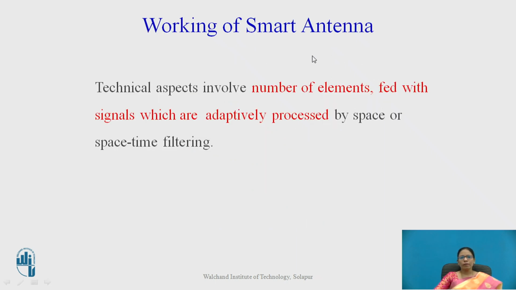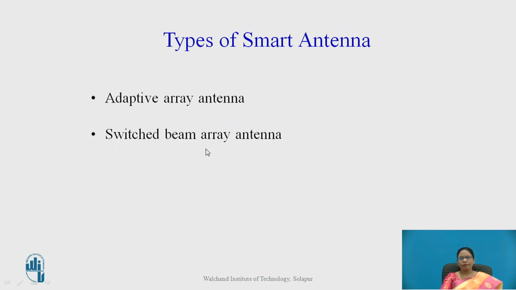Working of smart antenna. Technical aspects involve a number of elements fed with signals which are adaptively processed. So, there are a number of elements, that means the antenna array, fed with signals which are processed adaptively one after the other in space, with space-time filtering. What are the types of smart antennas? There are basically two types of smart antennas, adaptive array antenna and switched beam array antenna.